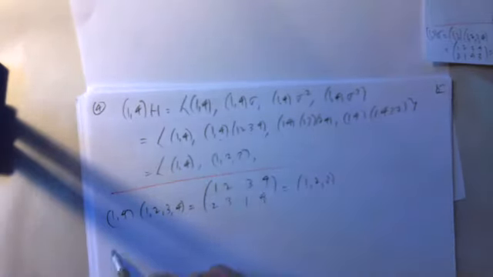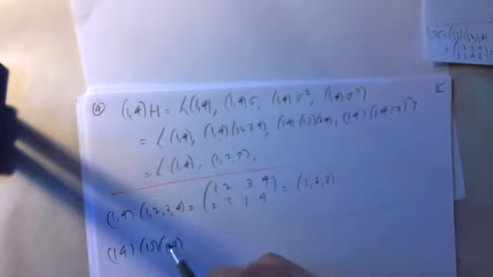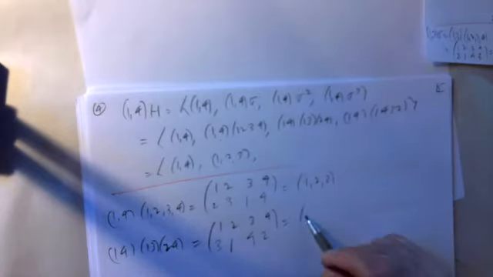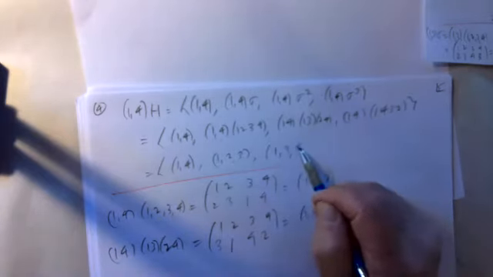What is this? 1, 4 times 1, 3, 2, 4. So 1 goes to 1, goes to 3. 2 goes to 4 goes to 1. 3 goes to 1, goes to 4. 4 goes to 2 to 2 to 2. So this is the cycle: 1 goes to 3, goes to 4, goes to 2, goes back to 1. So this is 1, 3, 4, 2.